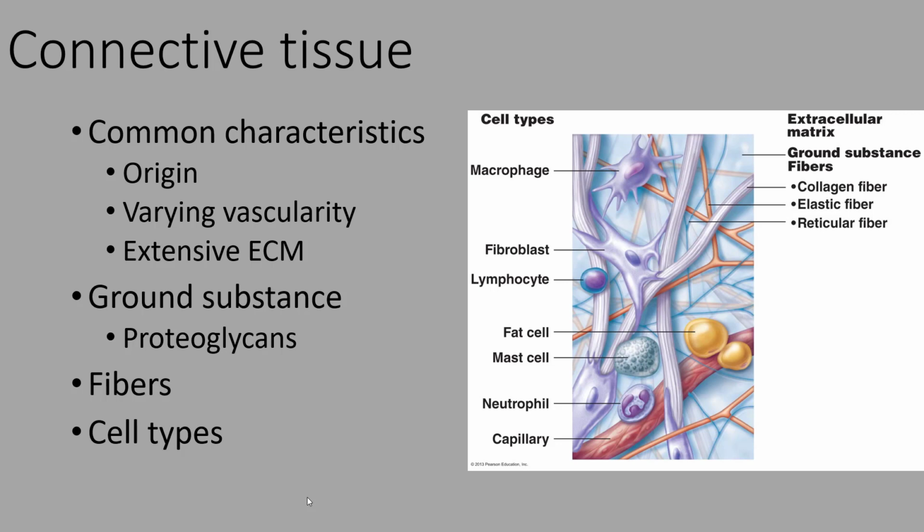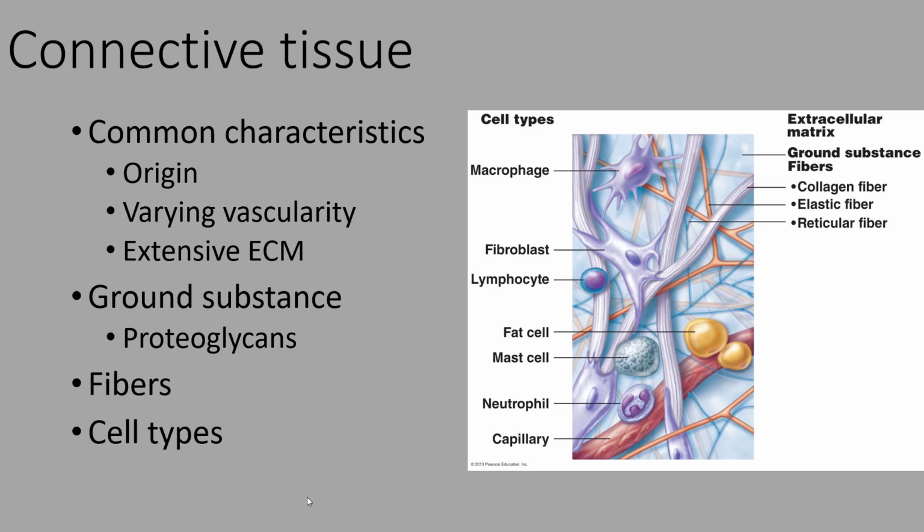Connective tissues are really, really different from each other. If we look at different epithelial tissues, they all look pretty similar. But if we look at connective tissues, they all look very, very different, but they do have some common characteristics. Where did they come from? Connective tissue tends to come from something called the mesoderm. That's an embryonic layer of tissue. They all came from the mesoderm.